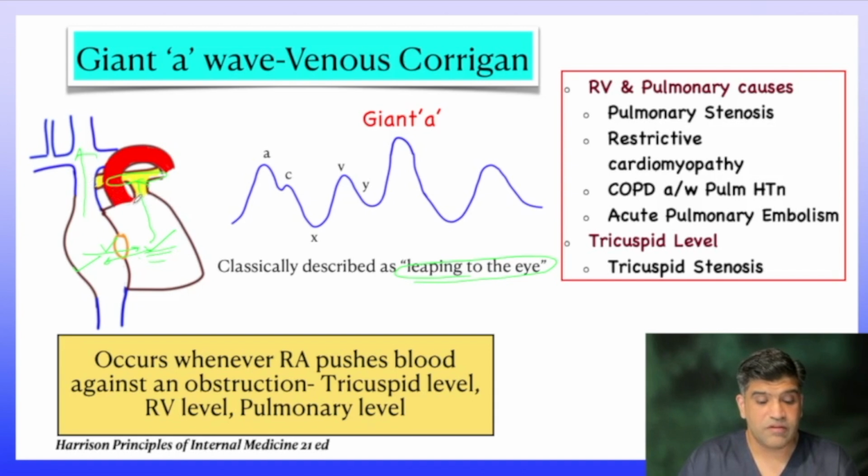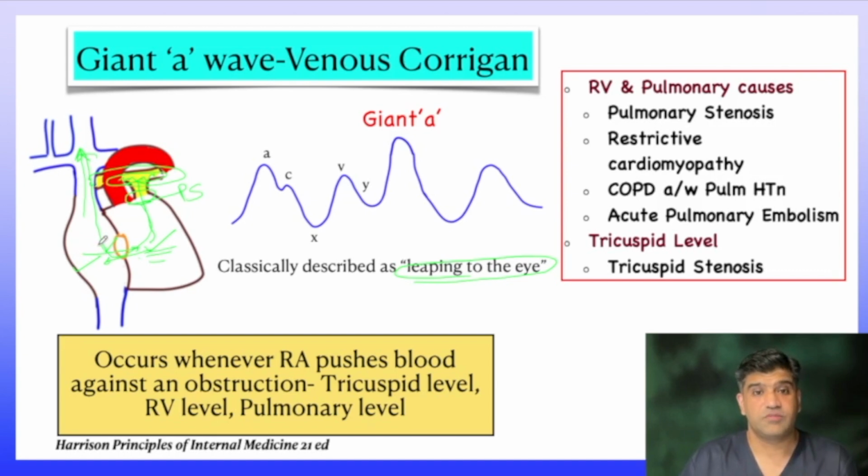Now come to the pulmonary valve. If there is pulmonary stenosis, same story. There will be a giant A wave, because the blood is not able to go forward. That is pulmonary stenosis. What happens in the pulmonary circuit? If there is acute pulmonary embolism, there is obstruction in the pulmonary circuit, that will also cause a giant A wave. So any obstruction starting from the right atrium up till the pulmonary circuit, anywhere there is obstruction, there will be a giant A wave.